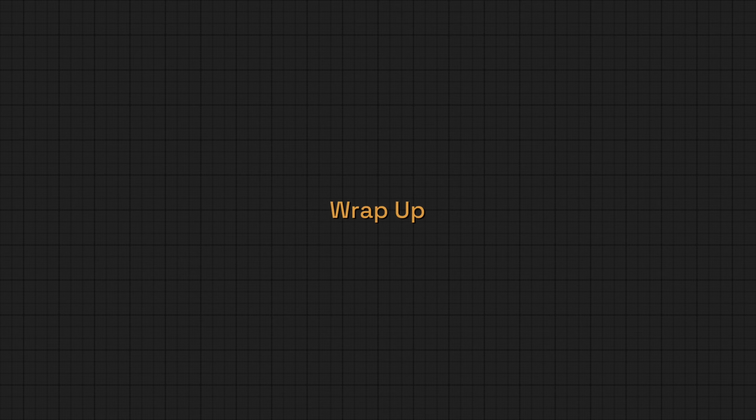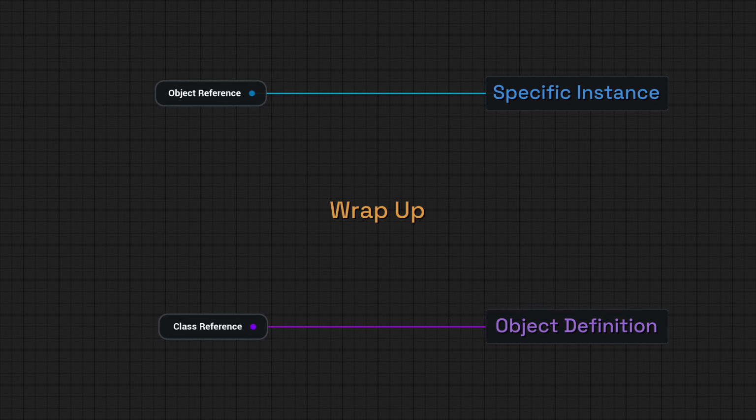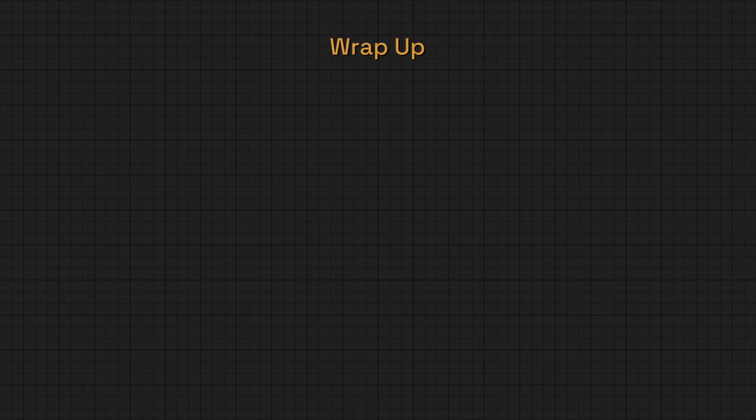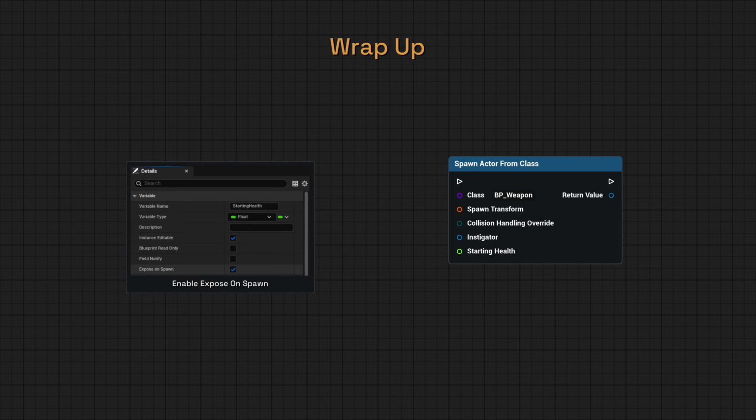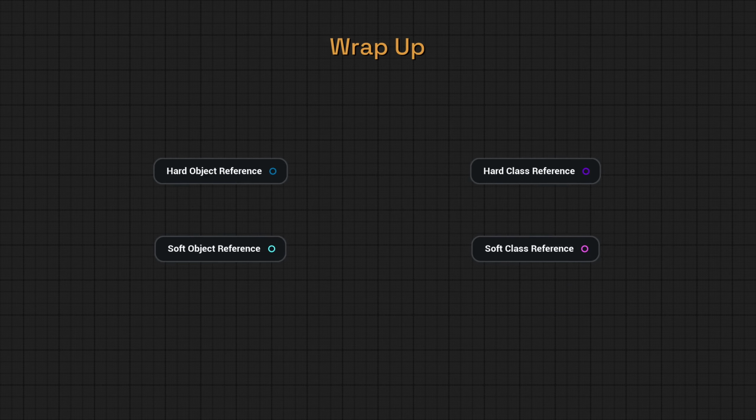So as a general rule of thumb, use an object reference when you need to communicate with a specific existing instance, and use a class reference when you need to choose what type of object to create. If that new object needs different starting values, we can mark those variables as expose on spawn and pass them in while creating it. One final thing to note, object versus class references is separate from hard versus soft references. Both object and class references can have hard and soft versions, but that deserves its own video.